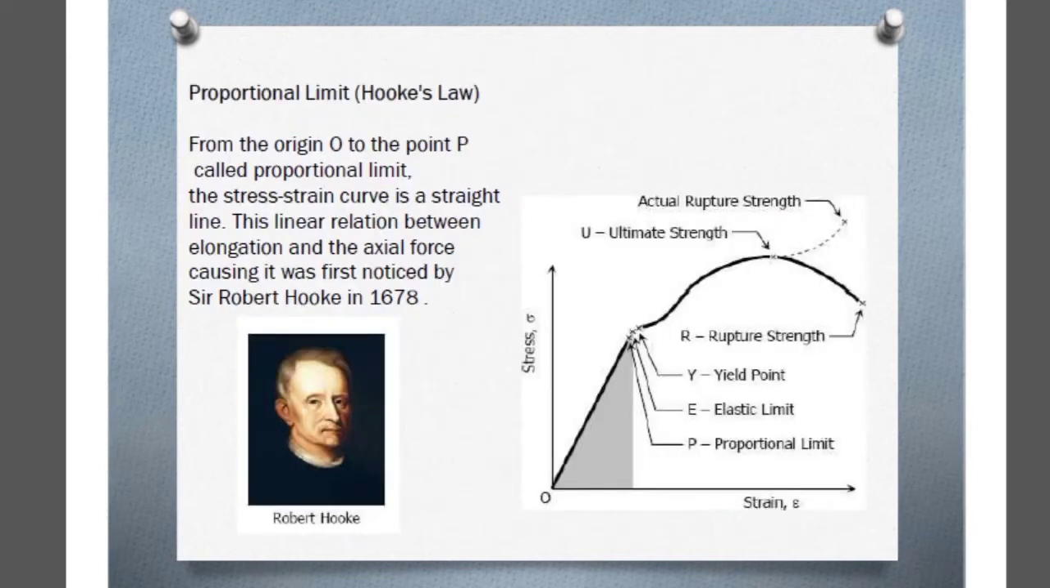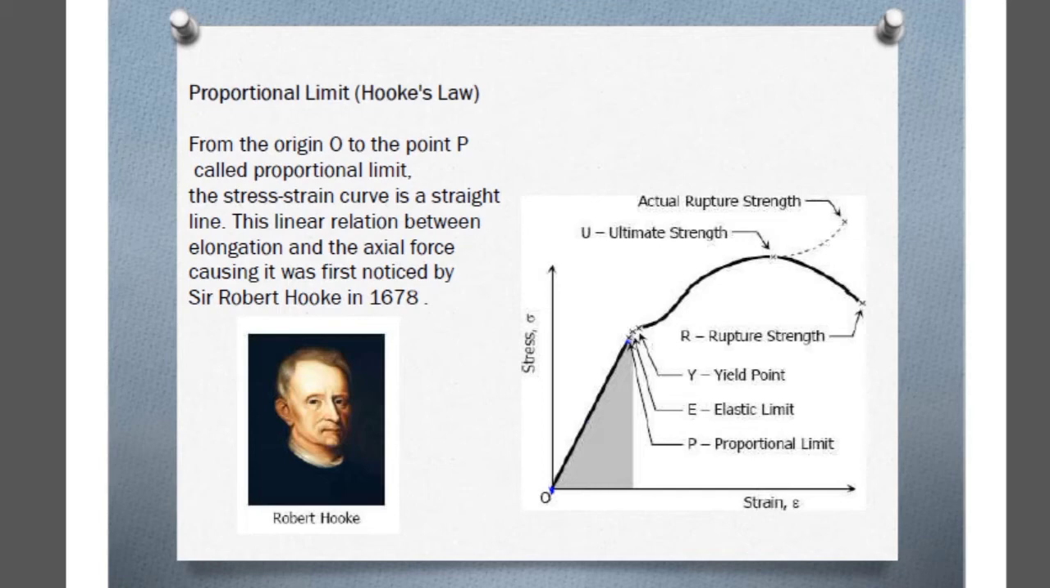Proportional limit, so this is denoted as P. Ito yun, part na to. From the origin to point P is called the proportional limit. So, galing dito sa point O hanggang doon sa point P, itong line na to ay tinatawag na proportional limit. The stress strain curve is straight line. The linear relationship between elongation and the axial force causing it was first noticed by Sir Robert Hooke in 1678.